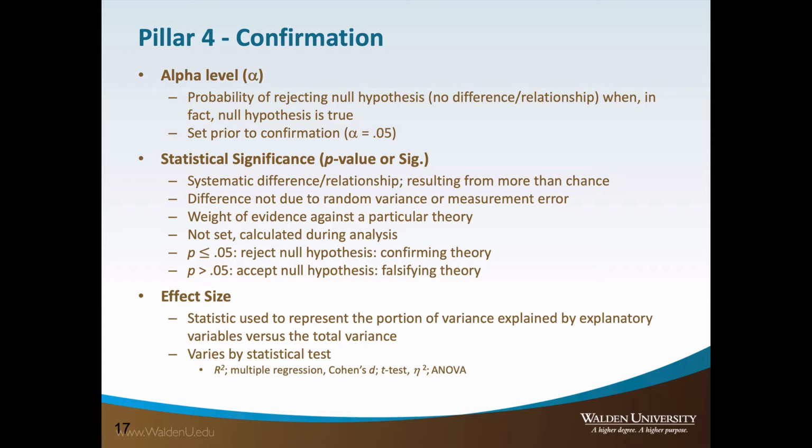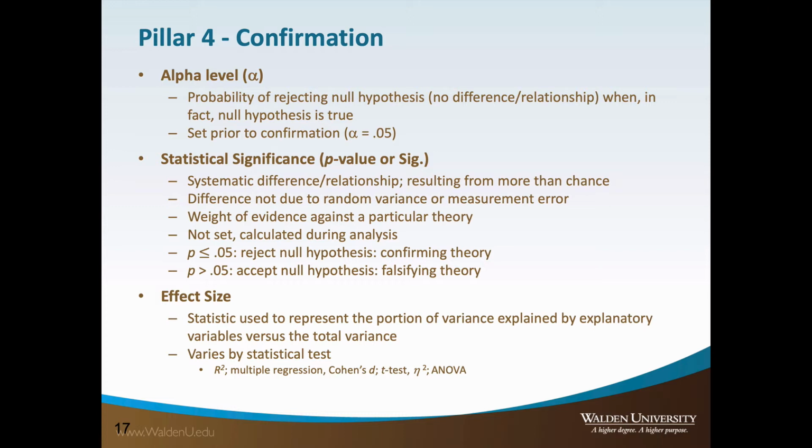The fourth pillar, confirmation, involves testing the theory using inferential statistical analysis. Understanding the alpha level, significance, and effect size are critical to the confirmation process. The alpha level is the probability of falsely rejecting the null hypothesis. The alpha level is set at 0.05, meaning the researcher has set a tolerance of 5% chance of falsely rejecting that null hypothesis. The alpha level is set prior to running the analysis.